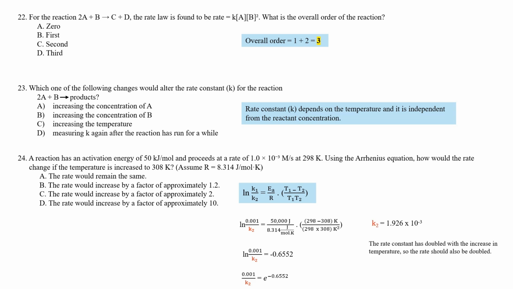Then the K2 value is 1.926 times 10 to the negative 3. So initially the K1 value is 1 times 10 to the negative 3. It has doubled. The rate constant has doubled with increasing temperature. So the rate should also be doubled. So the answer is the rate would increase by a factor of approximately 2.